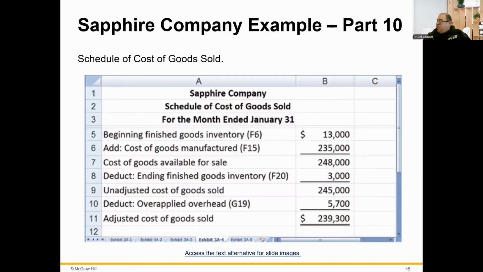And then we subtract the over applied overhead of 5,700 set forth in transaction M from the unadjusted cost of goods sold. So the over applied overhead means that there was too much overhead that was added to the production during the period that they did not use. Hence, the cost of goods sold was overstated. We wanted to bring it down.